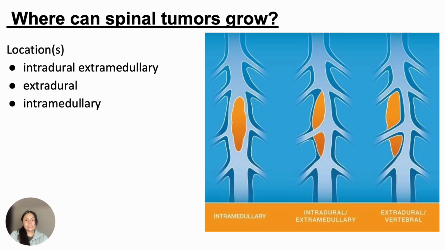Second is known as an extradural. This type of tumor is located outside of your dura. Third is known as intramedullary. This type of tumor grows inside of your spinal cord. I did provide a visual representation on the side here.